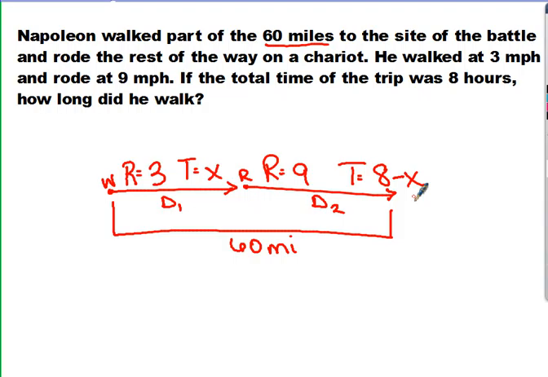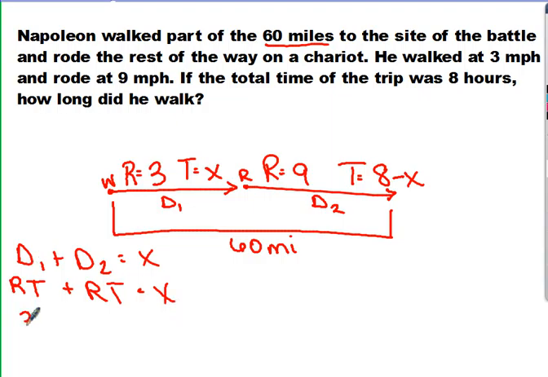Now we have rates and times for everything. We have the total distance, so now we're going to plug it into our formula. This is distance 1 plus distance 2 equals a total. Keep in mind, distance 1 is rate times time. Distance 2 is rate times time. So the rate at which he walked was 3, and the time was x. So we have 3x, plus the rate at which he rode was 9, and the time was 8 minus x, and the total is 60. So we're solving for x.